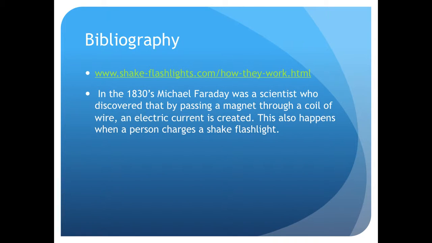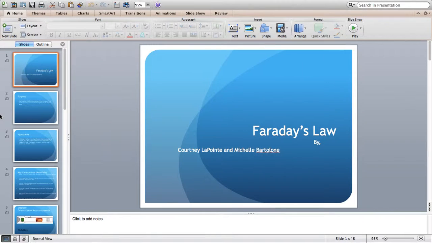The bibliography: we used some of the information from this website, and in the 1830s, Michael Faraday, I'll tell you something about Michael Faraday. He was a scientist who discovered that by passing a magnet through a coil of water, an electric current is created. This also happens when a person charges a shake flashlight.